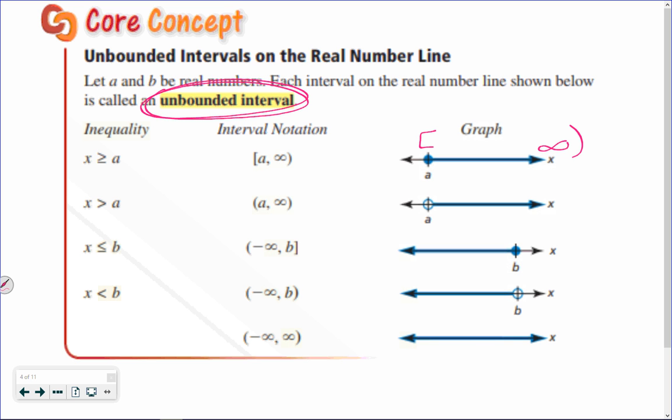Okay, what about on this one? What would I use? Parenthesis here. That would be approaching infinity, and then close it with a parenthesis. Okay, what would this one be? Bracket there. Okay, it would be a parenthesis, and then it would be a negative infinity. Just like so. But it gives you the examples right here.